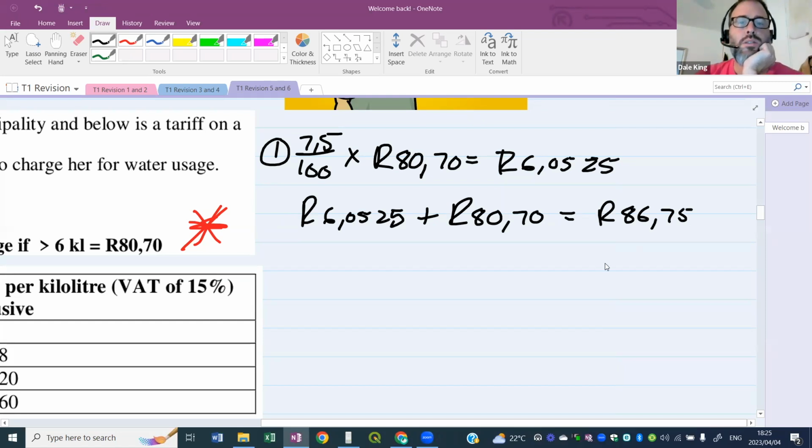So that's the two-step process. Well done to those people. Yes, Sina, that answer is correct. Just make sure to round off to the second decimal, so it's 86.75, and then leave it at that.